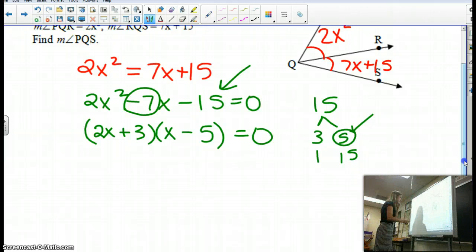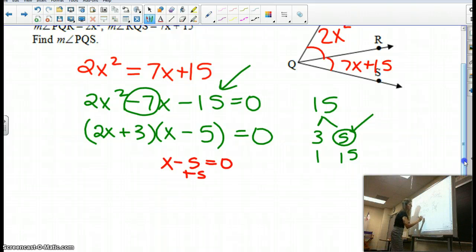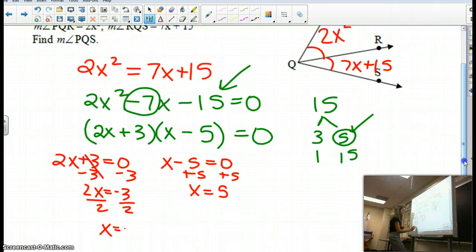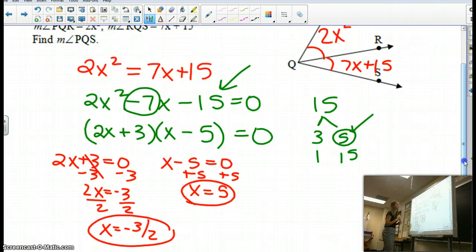Now we set them each equal to 0, and we will solve for x. X minus 5 equals 0. We do plus 5 plus 5. X equals 5. That's one of our answers. 2x plus 3 equals 0. Subtract 3. 2x equals -3. And divide by 2. X equals -3 halves, or -1.5. Okay, so those are our x values.